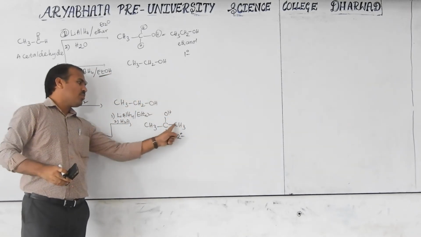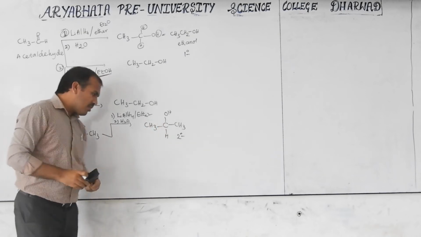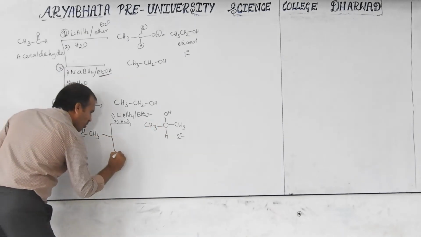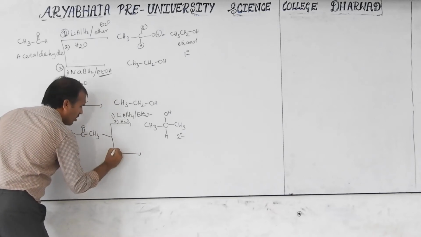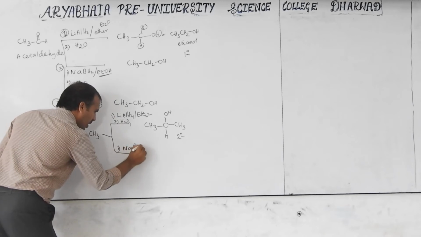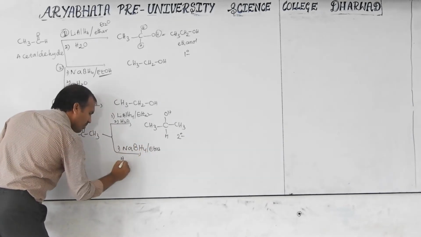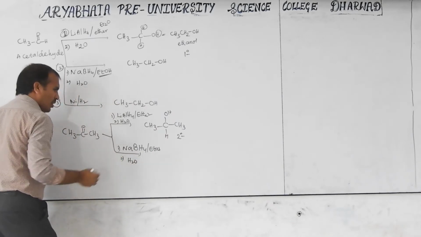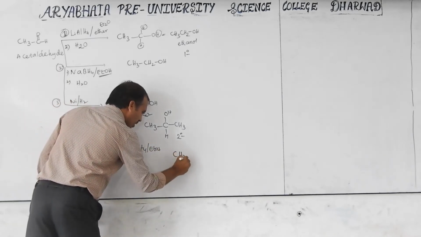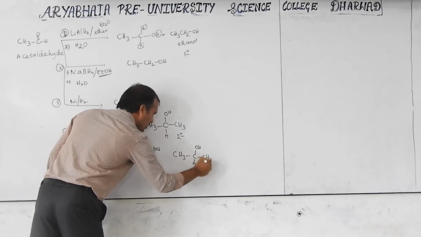The carbon is bonded to two other carbons, then secondary carbon with OH. That is called a secondary alcohol. With sodium borohydride, that is the first step, NaBH4 in ethanol, and the second step is water. Then here also you get the same product, CH3, OH, H.